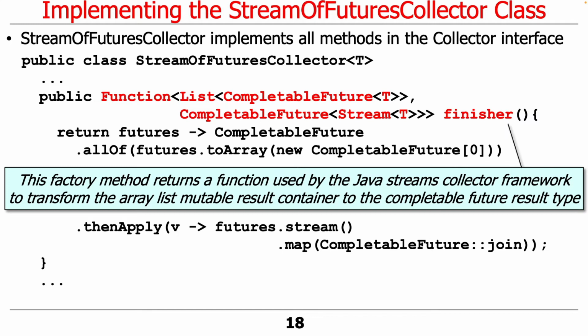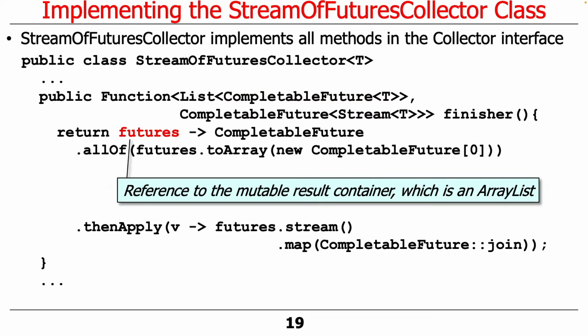And that's going to give us back a function that the Java Streams collector framework is going to use to transform the mutable result container that's used for intermediate stages, which is this array list, into the final result, which will be a completable future to a stream of elements of type T, which in our particular example will be these images, but could be anything because it's generic. And this uses the arbitrary arity method, and it works this way.